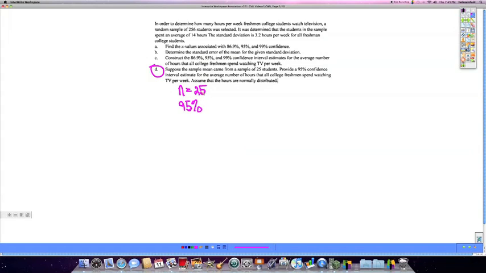Since this n value is less than 30, we'll be using a t-score. And that means that we'll take the sample mean, add and subtract a standard error, which is calculated with a t-score, multiplied by the standard deviation divided by the square root of n. And so our sample mean was 14. We need to find the t-score that corresponds to 95%.